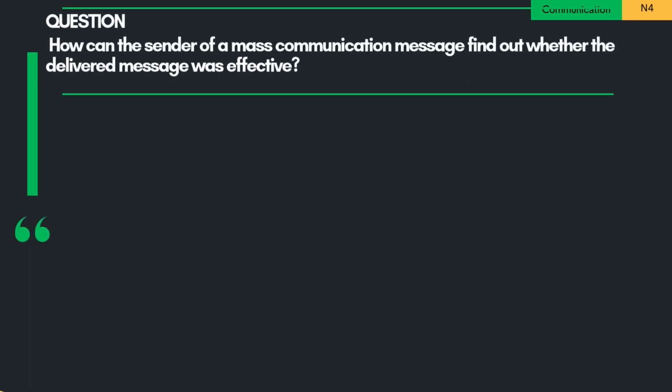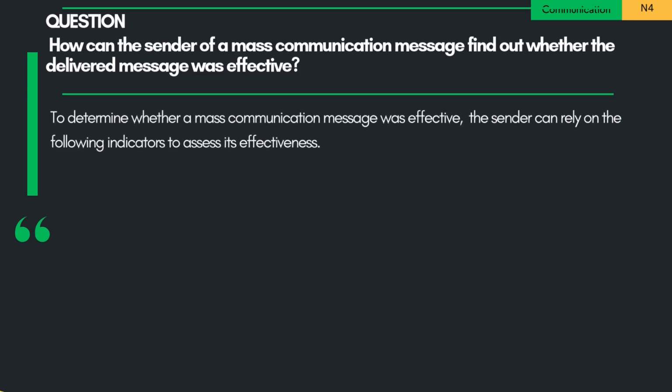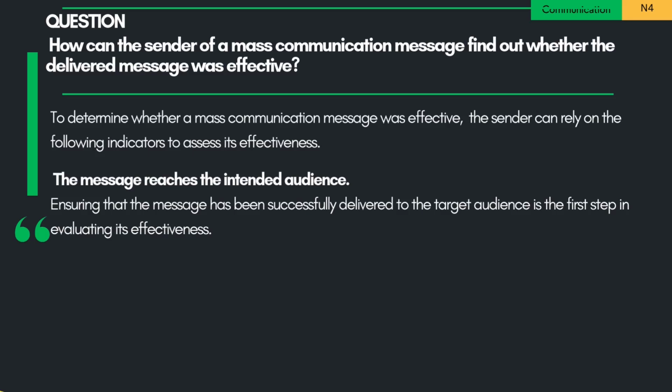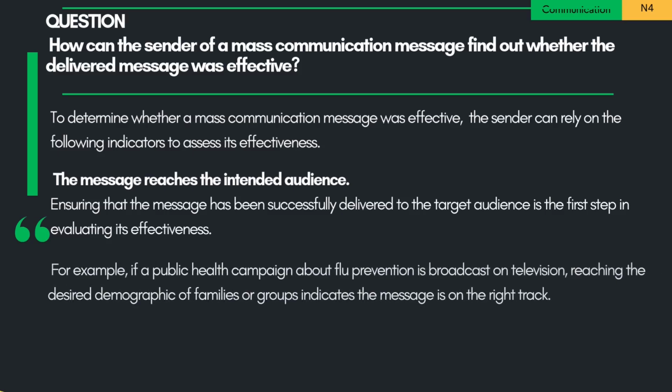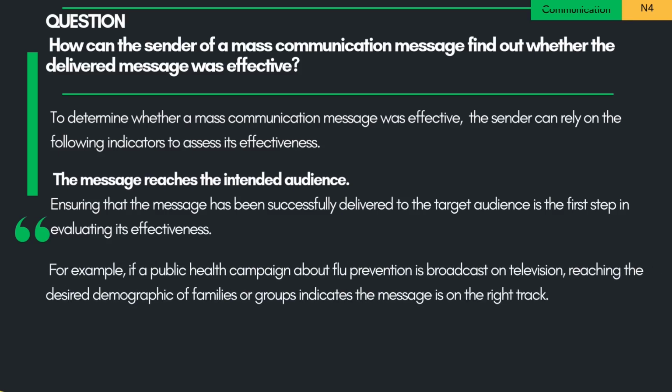Question: how can the sender of a mass communication message find out whether the delivered message was effective? To determine whether a mass communication message was effective, the sender can rely on the following indicators to assess its effectiveness. 1. The message reaches the intended audience. Ensuring that the message has been successfully delivered to the target audience is the first step in evaluating its effectiveness. For example, if a public health campaign about flu prevention is broadcast on television, reaching the desired demographic of families or groups indicates the message is on the right track.